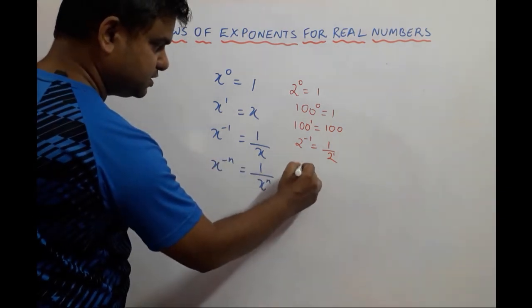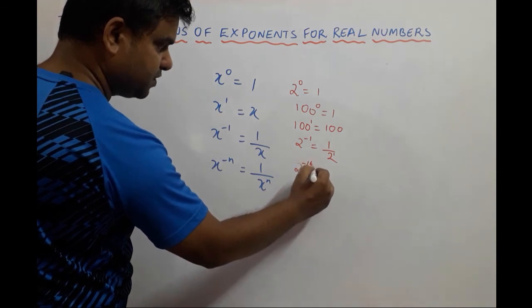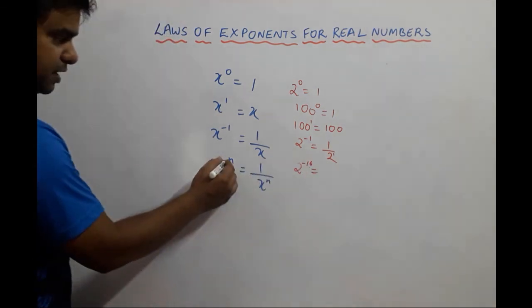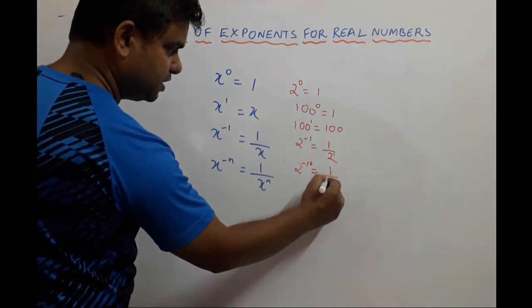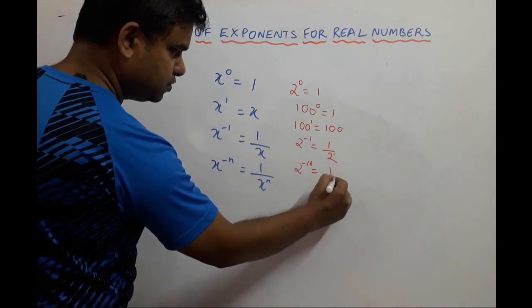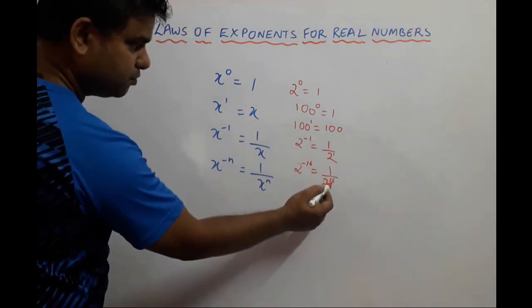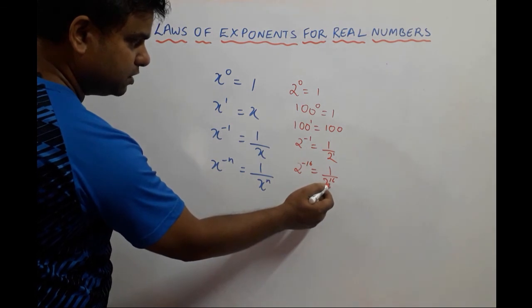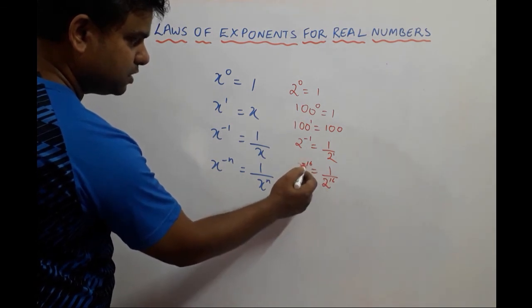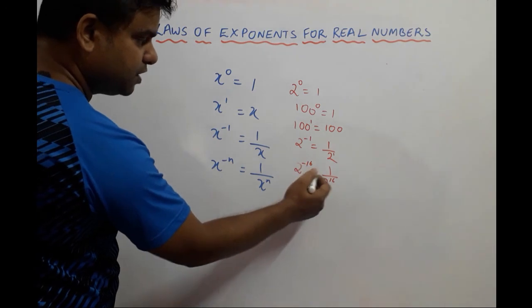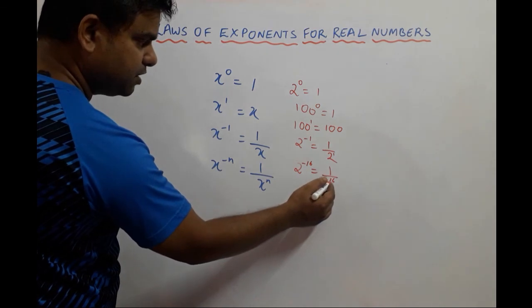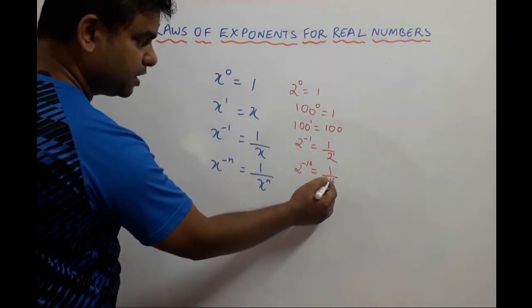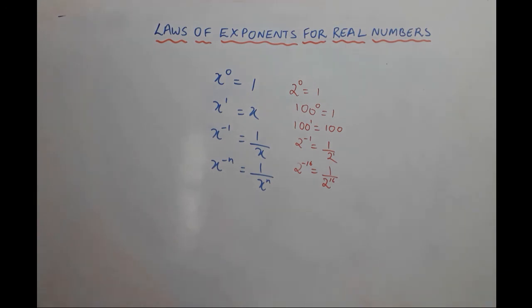In case this is 2 raised to minus 16, where n is equal to minus 16, this can be written as 1 upon 2 raised to 16. You see the power becomes positive, but you have to put it into the denominator. Because the power is negative we have to take it into the denominator, where the power becomes positive, and then we can proceed further with the problem or solution.